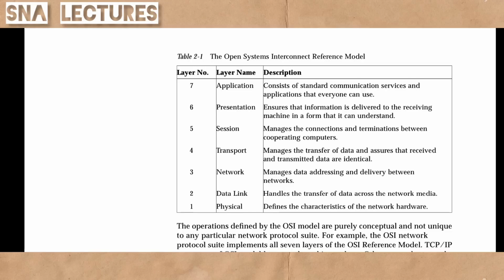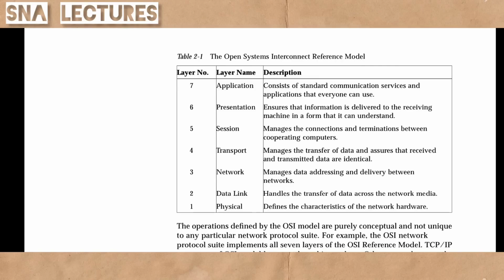First of all, the application layer, which consists of the standards, communication services, and applications that everyone can use. Next, we have the presentation layer, which ensures that the information is delivered to the receiving machine in a form that it can be understood. Next, session, which manages the connection and termination between operating computers. Next, we have the transport layer, which manages the transfer of the data and assures that received and transmitted data are identical. Network, which manages the data addressing and delivery. Data link, which handles the transfer of the data across the network media.